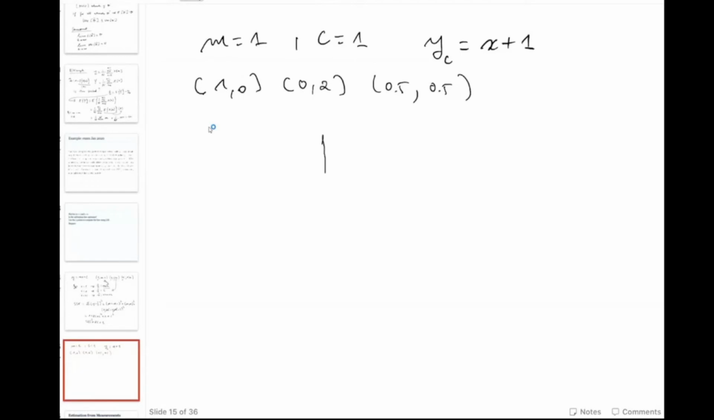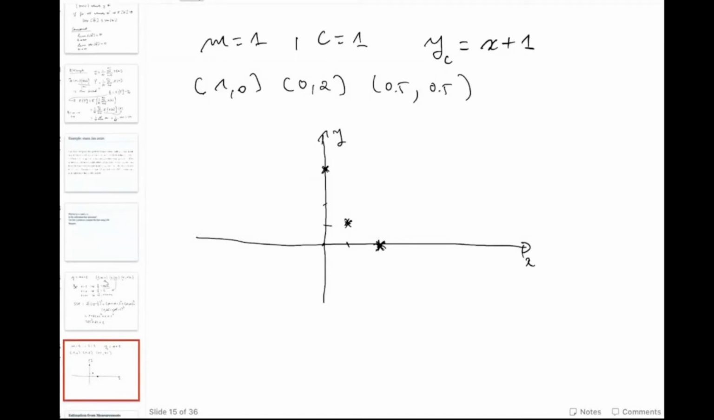Let's now plot our data. So our line is x plus 1. Let's start with the points first. For x equal to 1, y equal to 0, we have 1 point there. For x equal to 0, y equal to 2, 1 point there. And when they are both half, we have a point here. So those are the points that we have for measurement.